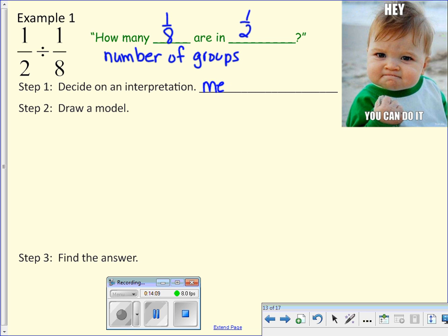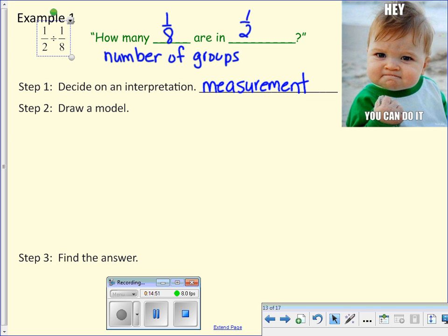Okay, so we decided today we were using measurement. And remember, you really could choose either one as long as your model matches your method. But I'm telling you, you're using measurement today. Okay, so let's draw a model. Wait a minute. 1/2 divided by 1/8. What should I do before I divide those? What do we need? The model. Before I draw my model, it's not model worthy yet.